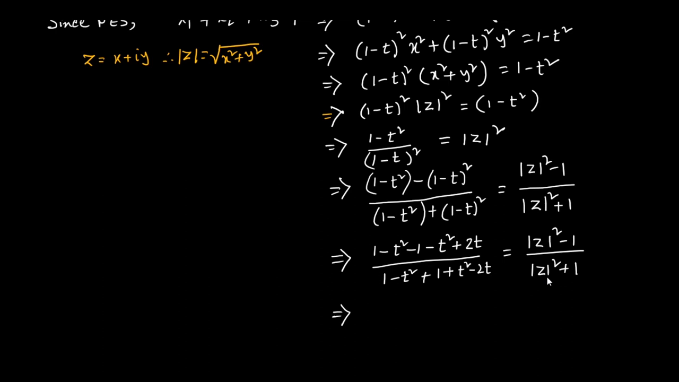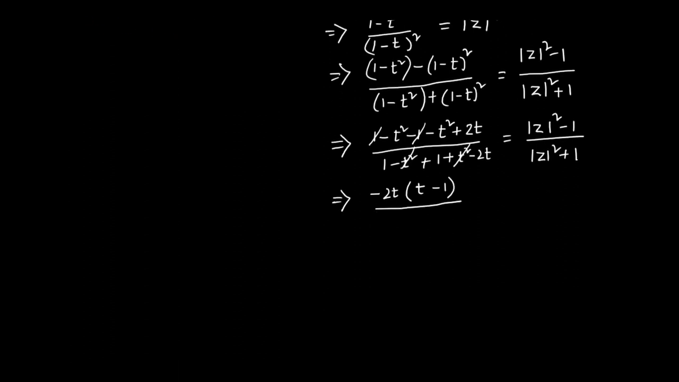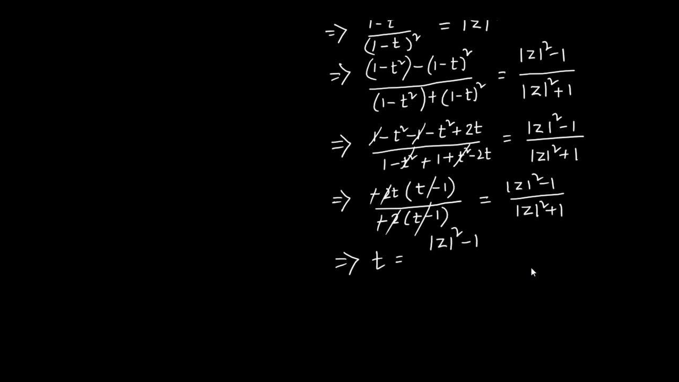Which implies if I do the calculation, then this one and this will cancel out. This will cancel out. So what remains? Minus 2t squared. So if I take minus 2t common, then this will be t minus 1 divided by 2 minus 2t. If we take minus 2 common, then this is again t minus 1. That is equal to mod z square minus 1 divided by mod z square plus 1. Everything gets cancelled out almost except this t. So we get t is equal to, fantastic, mod z square minus 1 divided by mod z square plus 1.